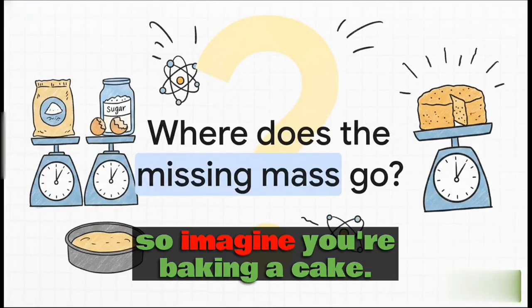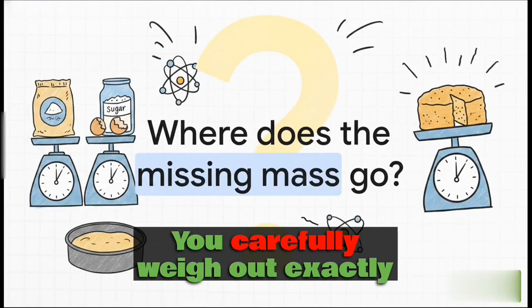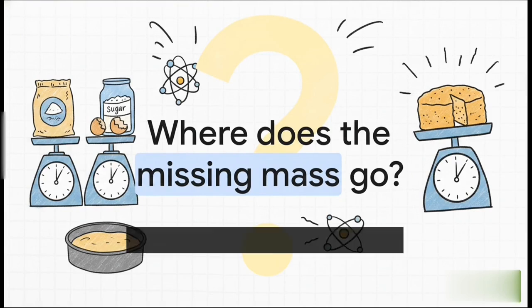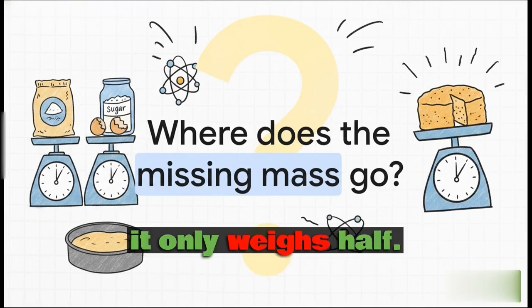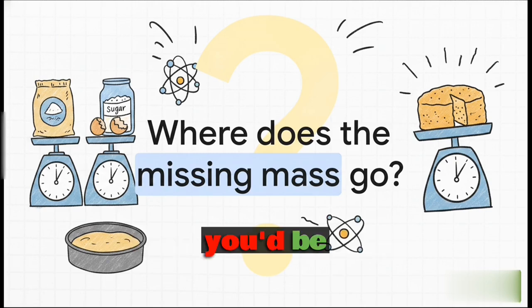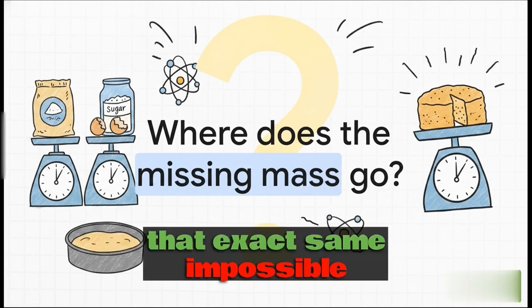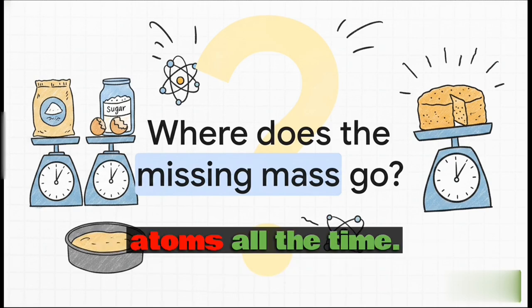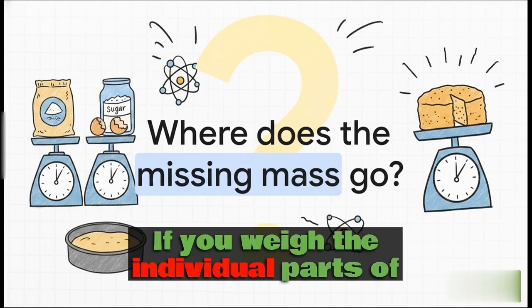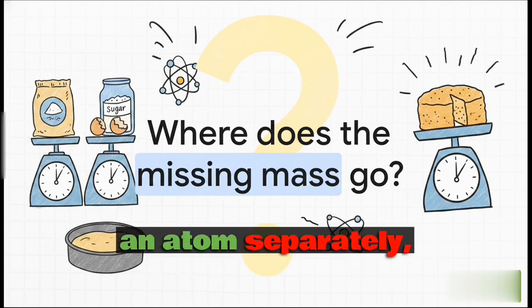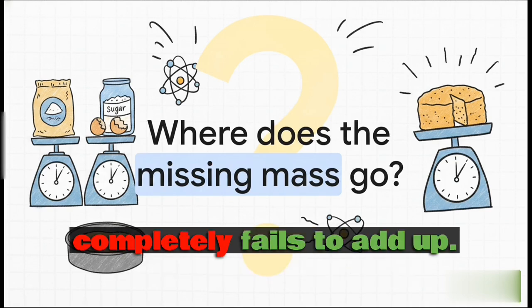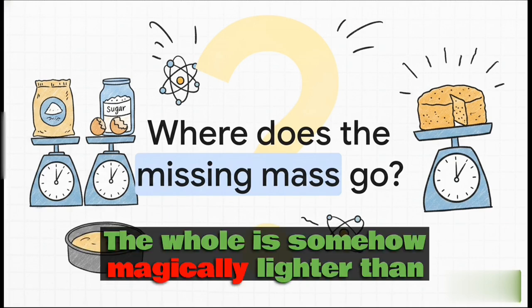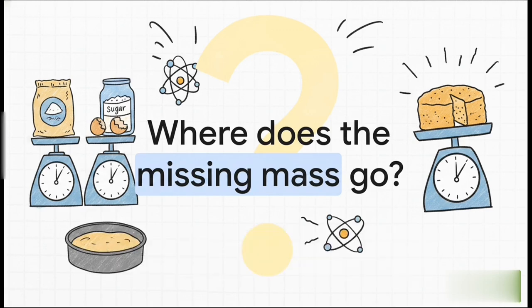Okay, so imagine you're baking a cake. You carefully weigh out exactly 1 pound of flour, sugar, and eggs. But when you pull the baked cake out of the oven, it only weighs half a pound. You'd be totally, utterly confused, right? Well, that exact same impossible scenario happens inside atoms all the time. If you weigh the individual parts of an atom separately, and then you weigh the fully assembled atom, the math completely fails to add up. The whole is somehow magically lighter than the sum of its parts.